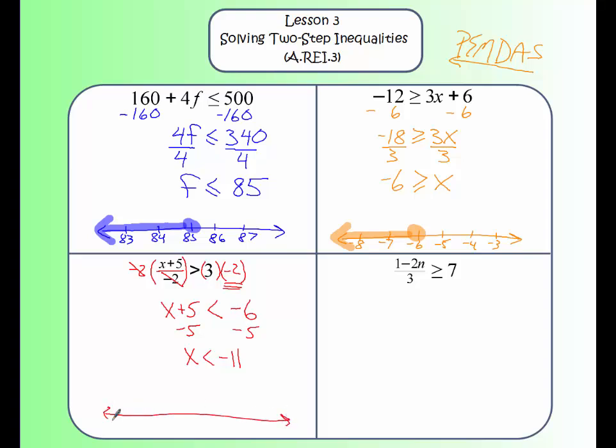Again, on a number line, negative 11 would be here, negative 12, negative 13 going that way, negative 10, negative 9, negative 8 going that way. So if x is strictly less than negative 11, I would need to put an open dot at negative 11. Now I need to find everything that is less than negative 11, and that would be things like negative 12, negative 13, and other negative numbers going in that direction.